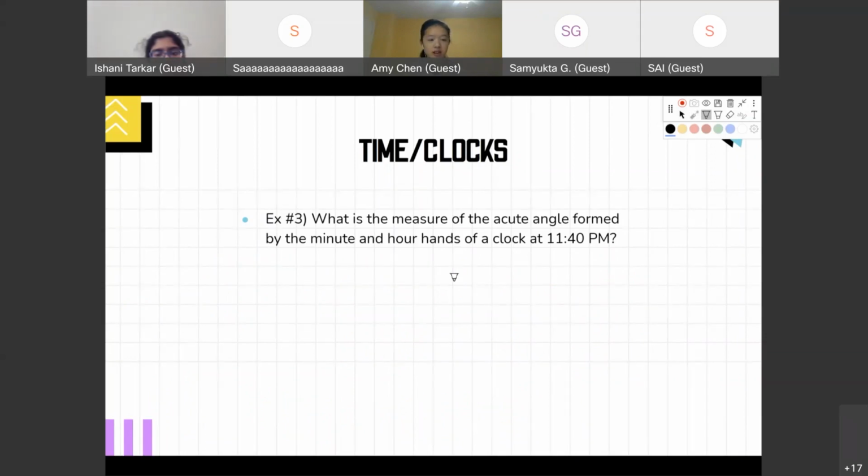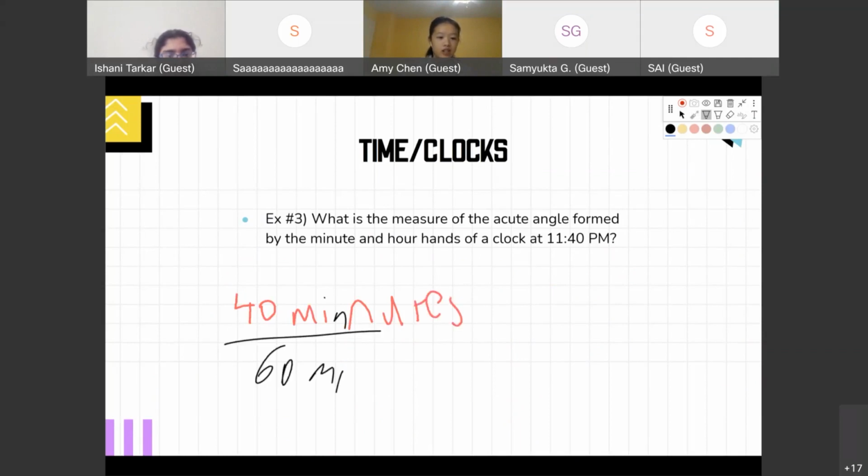Basically, it's saying that the 2/3 comes from the fact that the hour hand is not perfectly on the 11. It's actually a little bit past 11 because it's 11:40, not 11 o'clock. So the 40 part comes from it being 40 minutes, divided by 60 minutes. That gives the fraction of an hour it has.